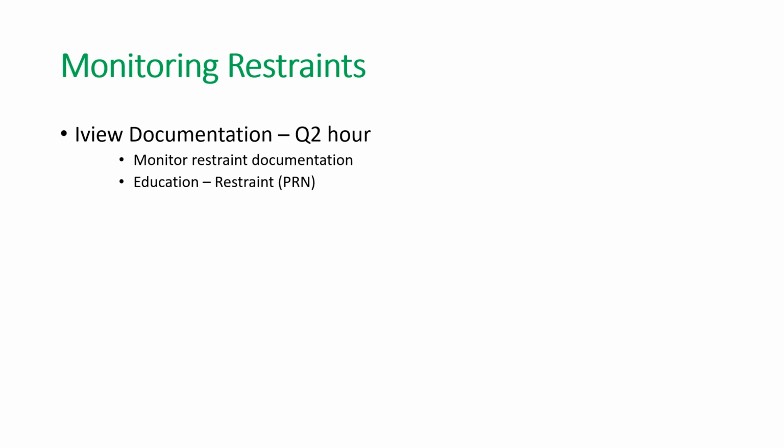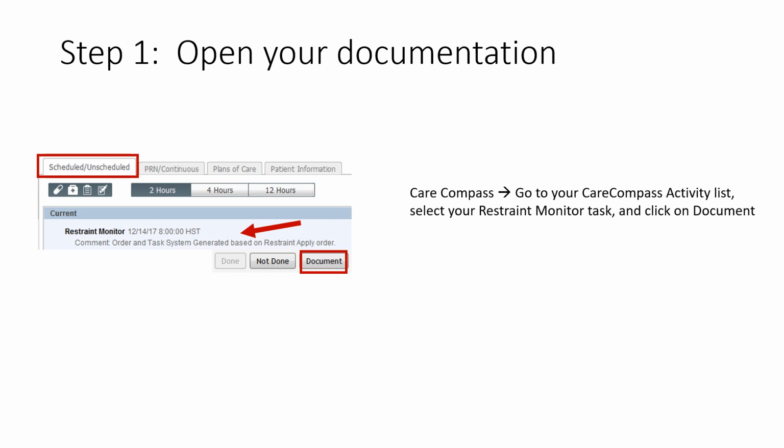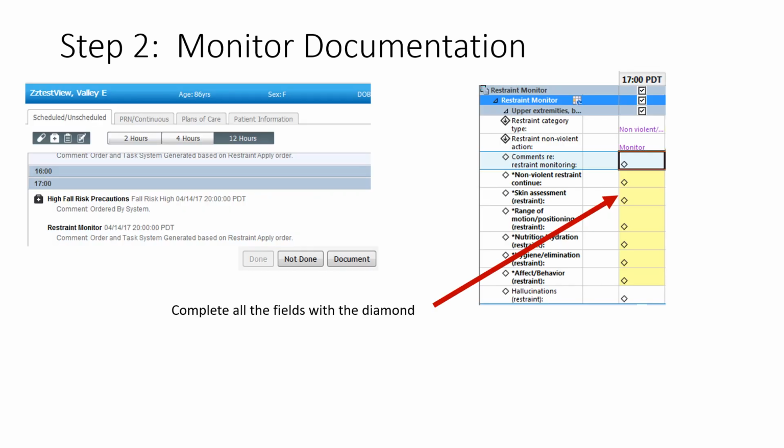Monitoring restraints. We are required to document restraint monitoring every 2 hours. Restraint education is documented as needed. Step 1. Opening your documentation. It is always best to use your task list. So go to your restraint monitoring task and click on Document. Step 2. Complete all required fields and address all fields that have a diamond.